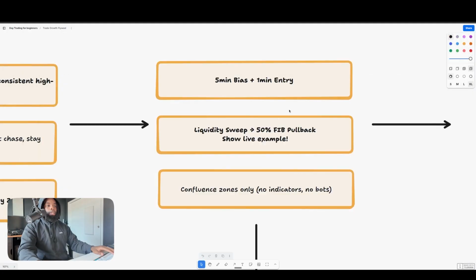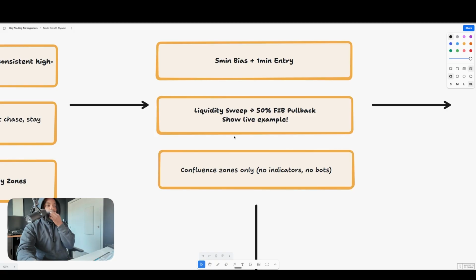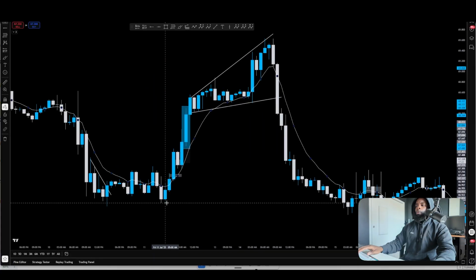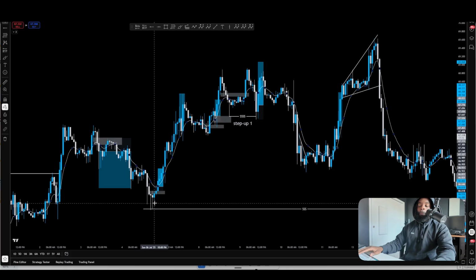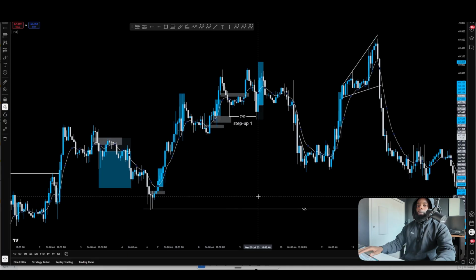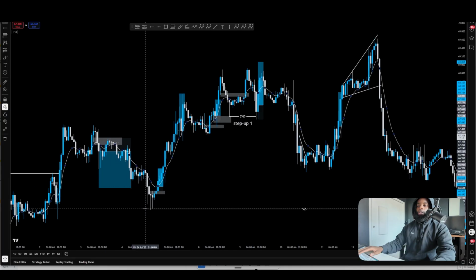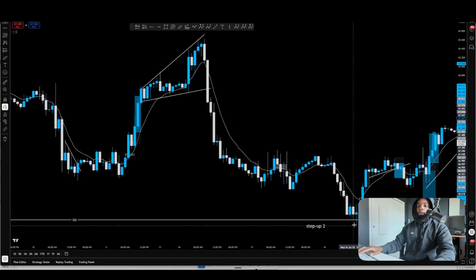Now, going back into this, we're going to talk about the liquidity sweeps and the 50% fib pullback, and I'm going to show you guys a live example. You're paying attention to anywhere you see major wicks, and looking right here, we had that move happen off the 1 hour time frame. All I'm doing is drawing out a line because I'm waiting on the market to come back down here and sweep out these lows, this liquidity here. And then if we look, we've seen that move happen right here.